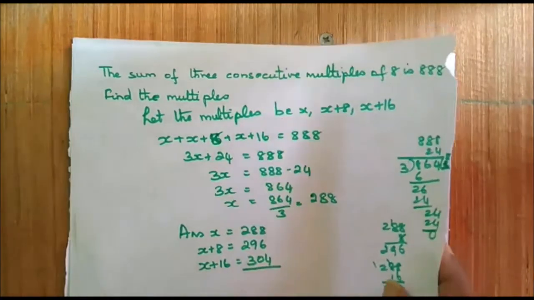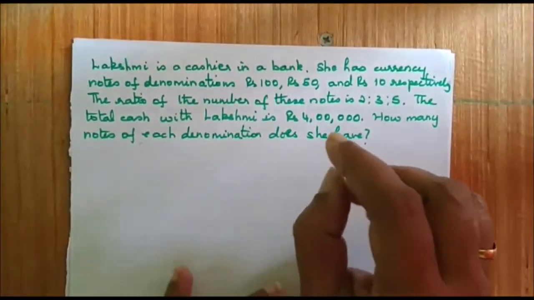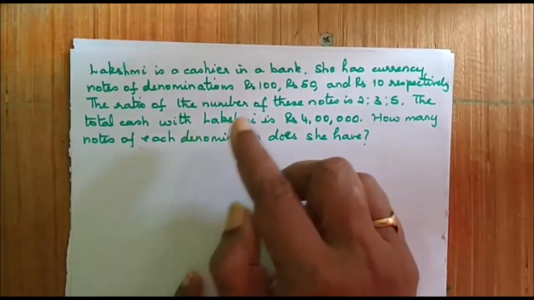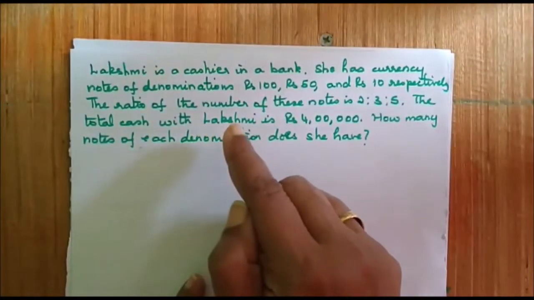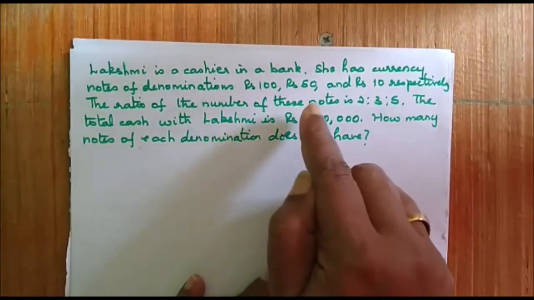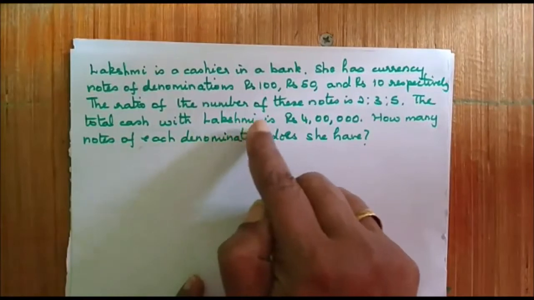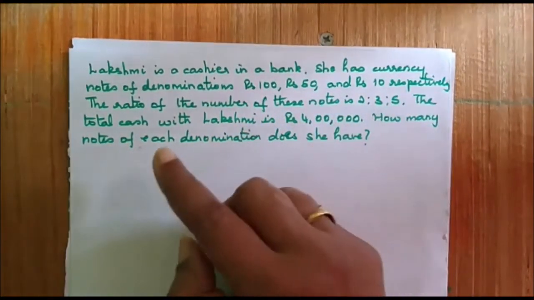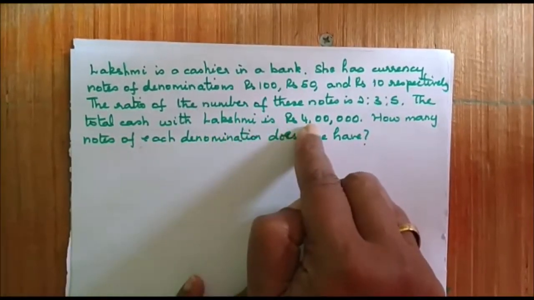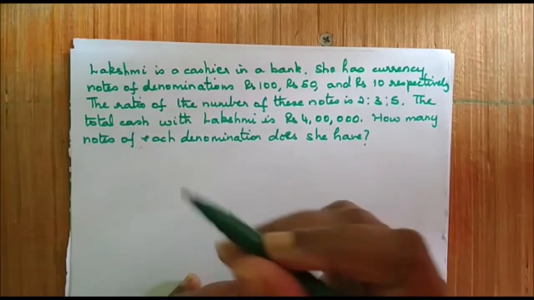Now we'll go to the next word problem. Let me read the problem to you. Lakshmi is a cashier in a bank. She has currency notes of denominations rupees 100, rupees 50 and rupees 10 respectively. The ratio of the number of these notes is 2:3:5. The total cash with Lakshmi is 4 lakhs. How many notes of each denomination does she have?